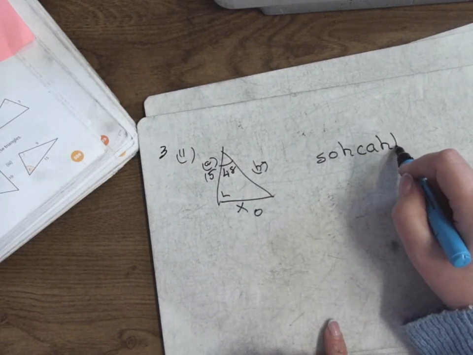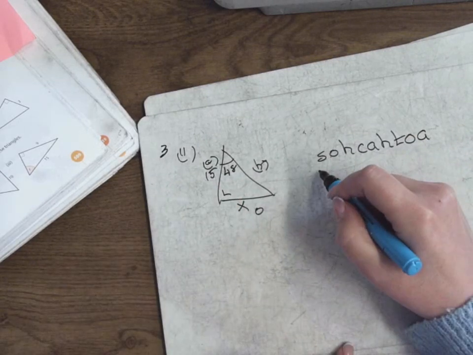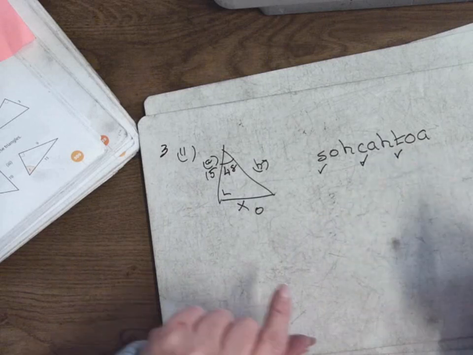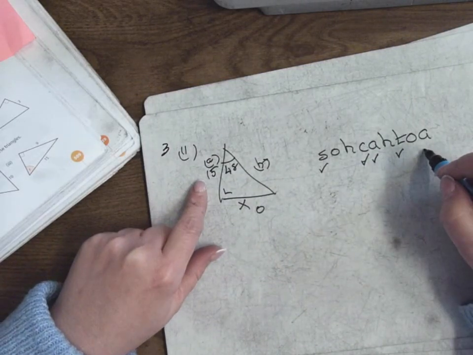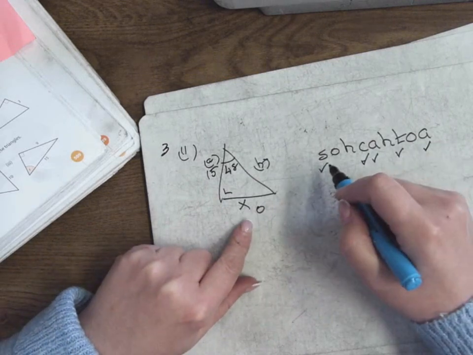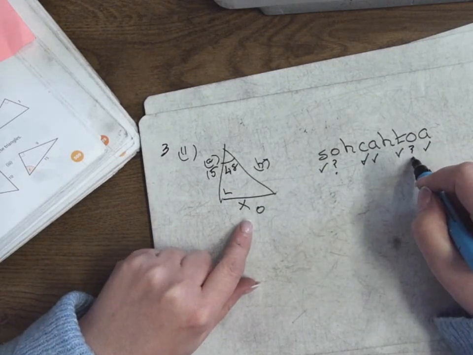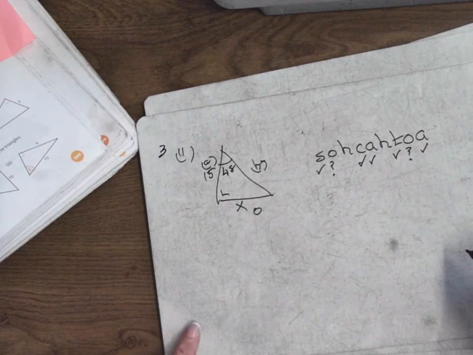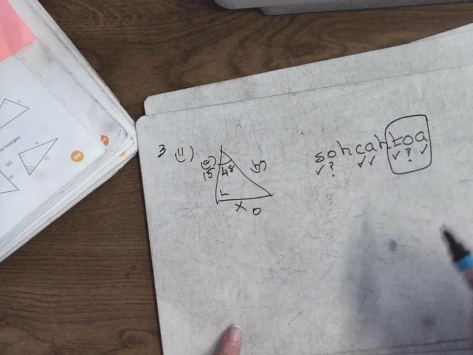So again, you know the angle. So you know sine of the angle, cos of the angle, and tan of the angle. You know the adjacent, so I know A, and I'm looking for the opposite, so I put a question mark on O. I don't know the hypotenuse, nor do I want to know the hypotenuse. So which one am I using? Tan. Because two ticks and a question mark, I'm using tan.